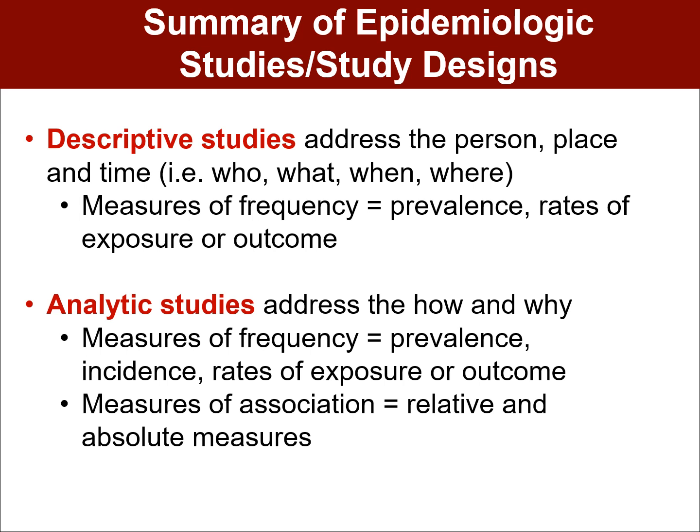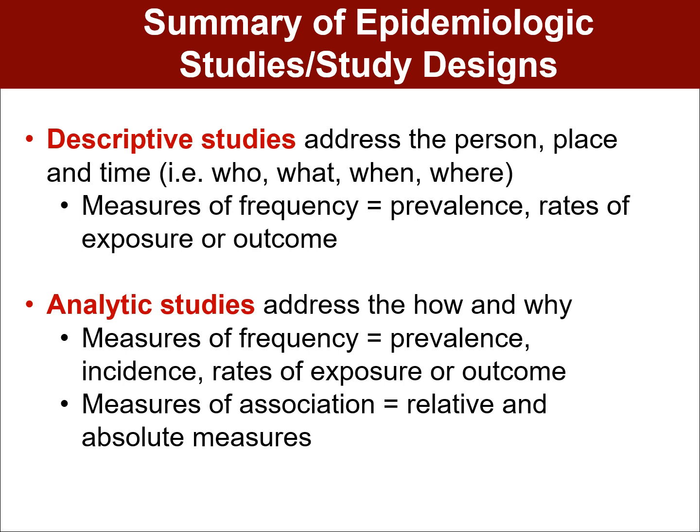Under the analytic arm, we're actually able to do more, right? It addresses the how and why, and in this case, we can employ the measures of frequency and measures of association, right? Which would be prevalence, incidence, rates of exposure or outcome, and also relative and absolute measures. And remember that under relative measures, we have risk ratios, odds ratio, and we could also have the standardized mortality ratio, which are the ones we frequently use.